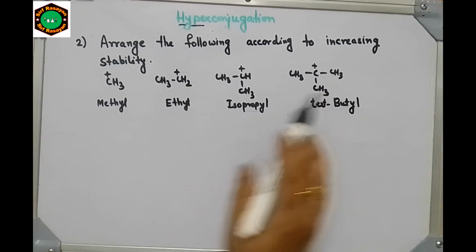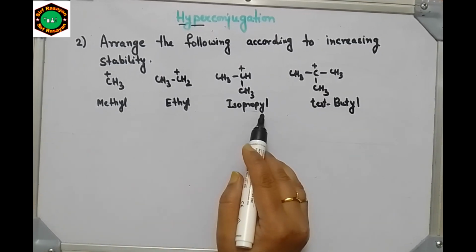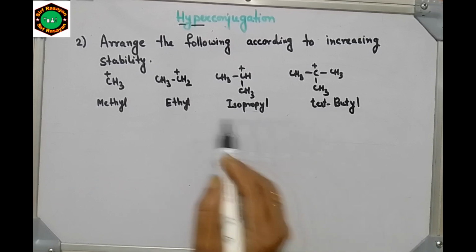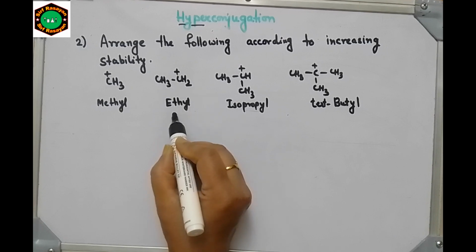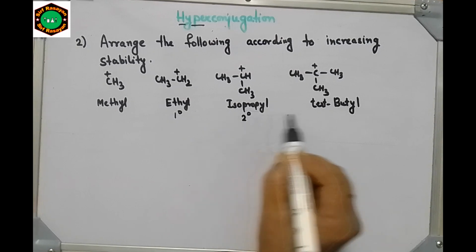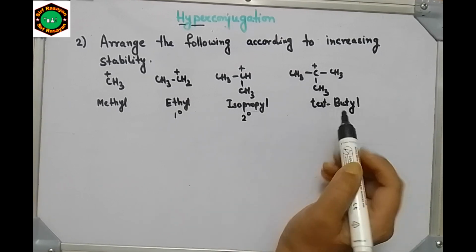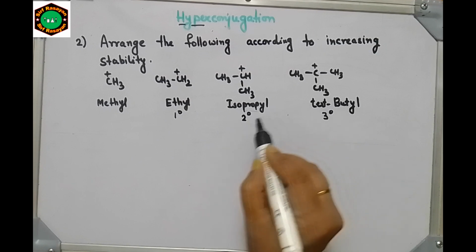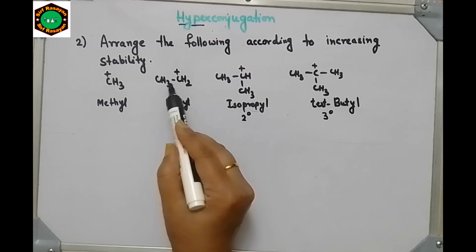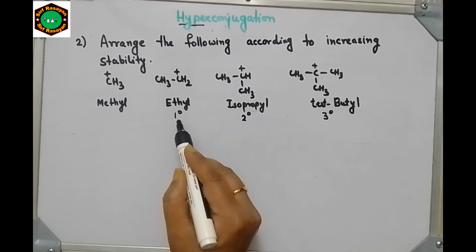Next question: arrange the following according to increasing stability. All these are carbocations. This is methyl carbocation, this is ethyl carbocation, this is isopropyl carbocation, this is tertiary butyl carbocation. You can see this is 1 degree, meaning primary, this is 2 degree, meaning secondary, and this is 3 degree. Since this carbon is attached with 3 carbon atoms, it is tertiary. This carbon is attached with 2 carbon atoms, so it is secondary, and this carbon is attached with only 1 carbon atom, so it is primary.